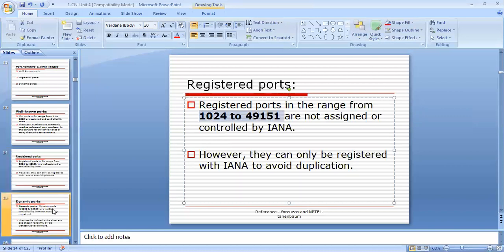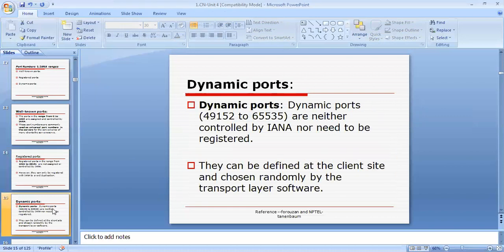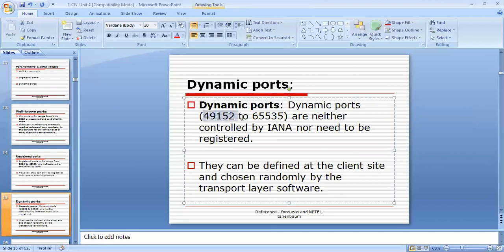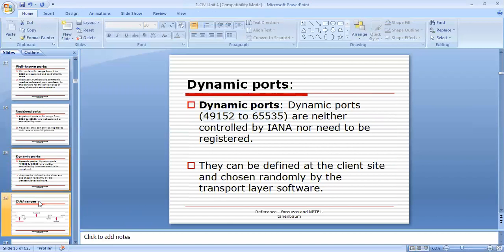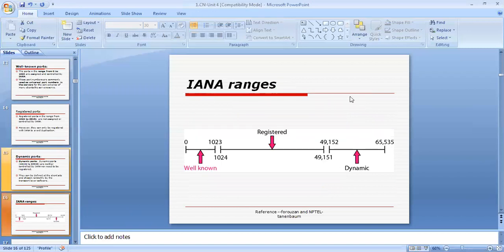And the next one is called the dynamic port number. Dynamic port numbers start from 49152 to 65,535. These are not controlled by the IANA and do not need to be registered. So for development of a chatting program in a lab, we can use any port number within this range. So these are the three port addressing ranges, and they have been displayed in this diagram.